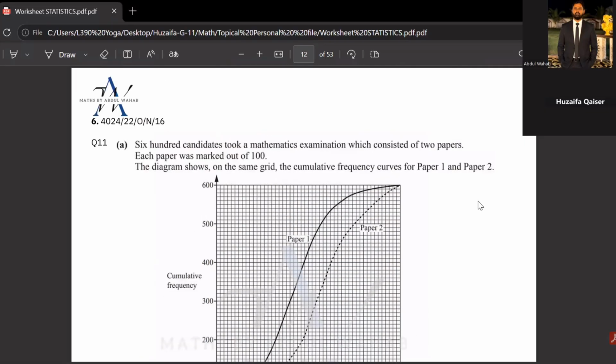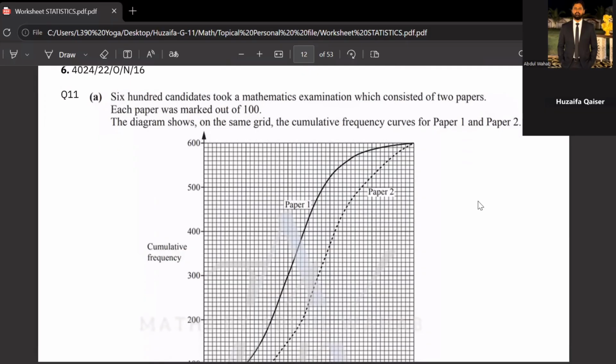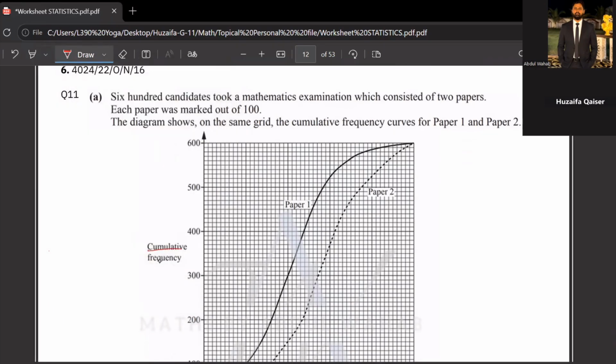Okay. Assalamualaikum. We have done before the ungrouped data, grouped data, and discrete distribution table, and how to find the mean, median, mode of those types of data. Now, today we discuss the cumulative frequency curve. This curve is given in your question, and you need to find the median and the interquartile range from this curve. Now, the question is given to you.